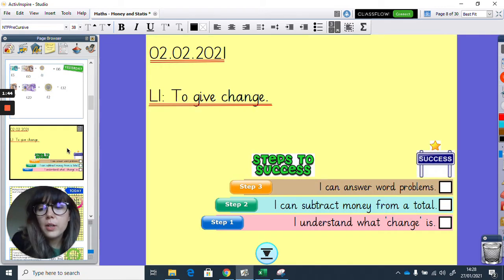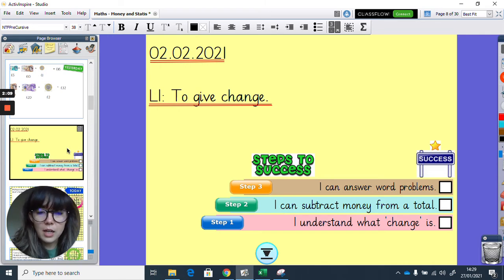So today we are working on giving change, okay? This is the hardest thing that we do in money at the moment. This is the trickiest bit. We've added and subtracted money and that will come in really handy for when we're giving change. This is actually a really practical skill because you often need to give change in shops. And if you worked in a shop, you definitely need to know how to give change.